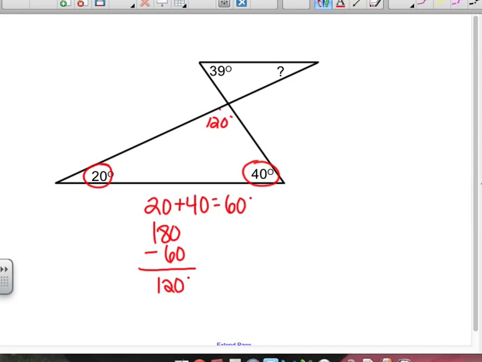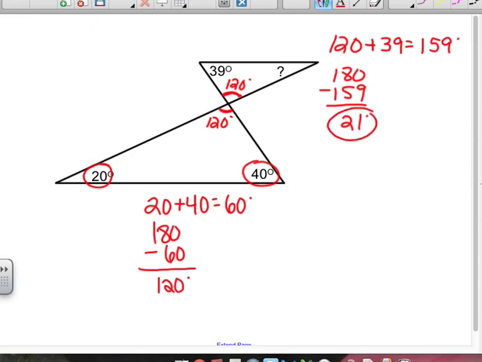Guess what? This angle and this angle are vertical. They're back to back. They're pointing in opposite directions. So this angle must also be 120 degrees. Now, of that top little triangle, I know 2 of the 3. I've got 120 plus 39 is 159. The whole thing has 180 minus 159. 21 degrees is the question mark angle.